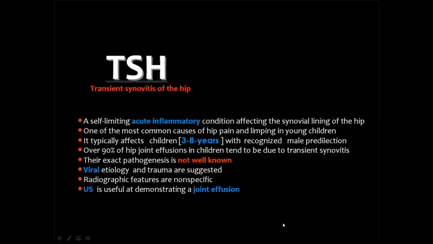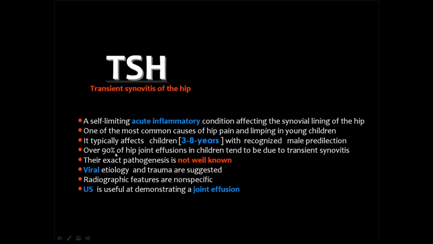Then we came to a disease which is known as transient synovitis of the hip. I have explained this in a lecture of adolescent hip, but here, this transient synovitis is a self-limiting acute inflammatory condition affecting the synovial lining of the hip, and this may result in hip pain, and is usually seen in the age between 3 to 8 years with some recognized male predilection.